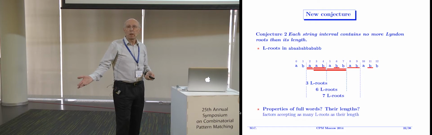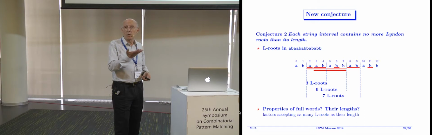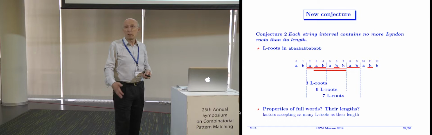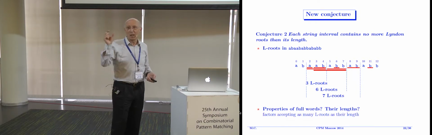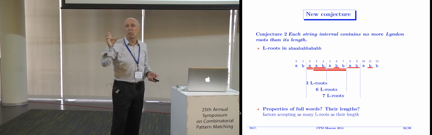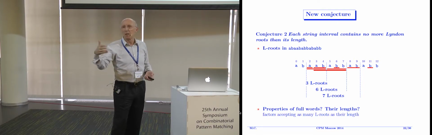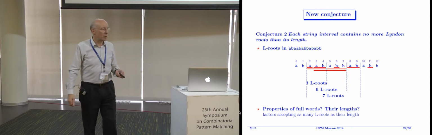Well, if it is true, then we could study the strings in which you have this maximum number of Lyndon roots and study their length, because, for instance, not all lengths are compatible with this notion. For instance, with length two you cannot have two; the maximum number of Lyndon roots is one, not two. Five doesn't work either. So we can study this and possibly later prove the conjecture.